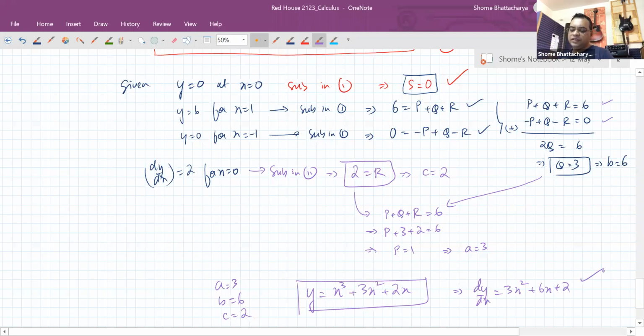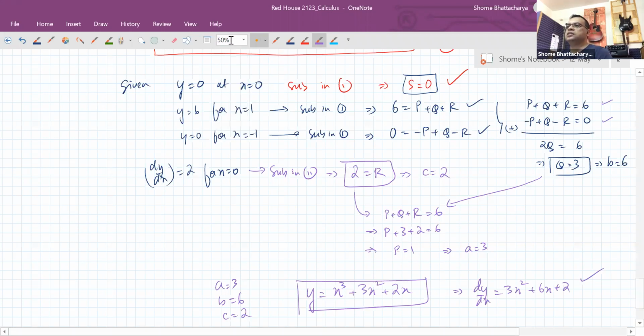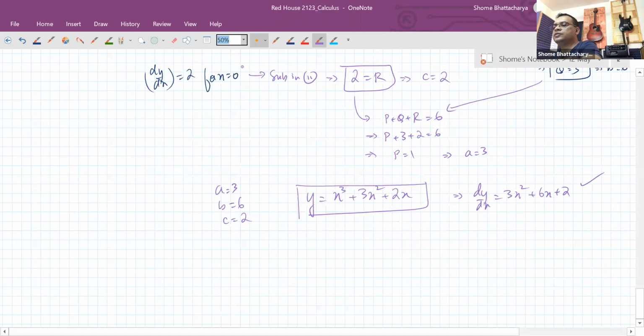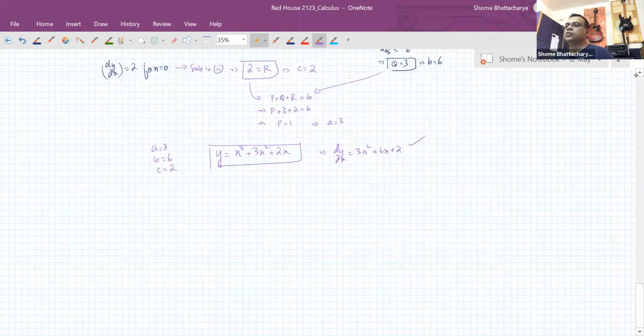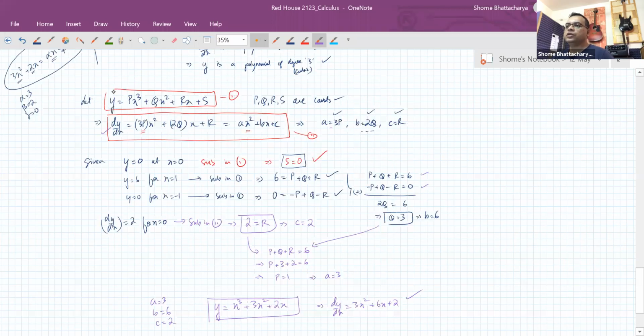So this is like an investigative type of question, where some conditions are given to us. We have to investigate those conditions in the equations that we have, and from that we have to back calculate and find the unknown quantities like A, B, C or P, Q, R, and then there's a relationship between A, B, C and P, Q, R accordingly.